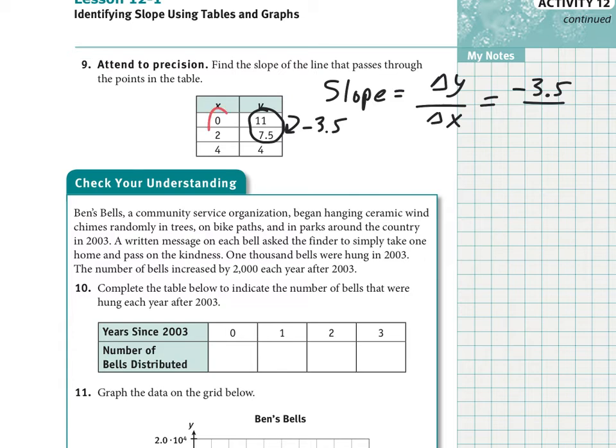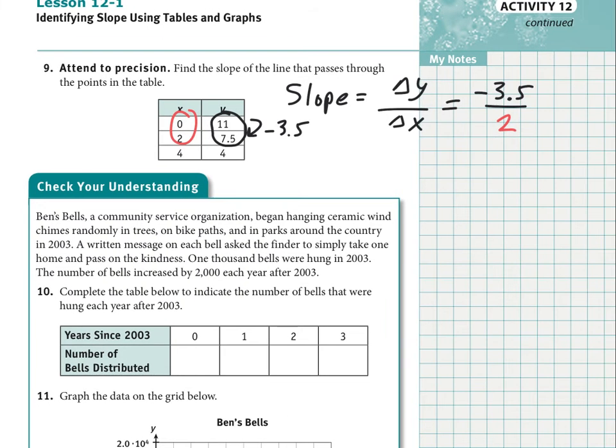While the change in x, to get from 0 to 2, it was up 2. Again, that would be 2 minus 0. And here's another case where we don't really want to leave a decimal mixed in inside of a fraction. So what I would suggest on a problem like that is just times top and bottom by 2. As long as you do the top and bottom, it'll keep things even. So -7/4 would be our slope.